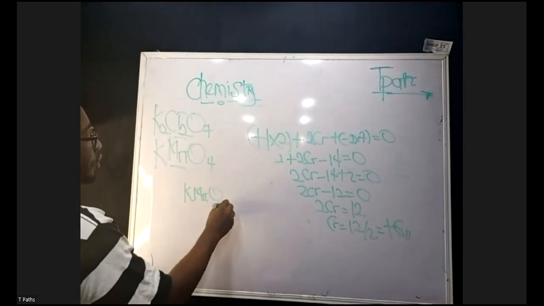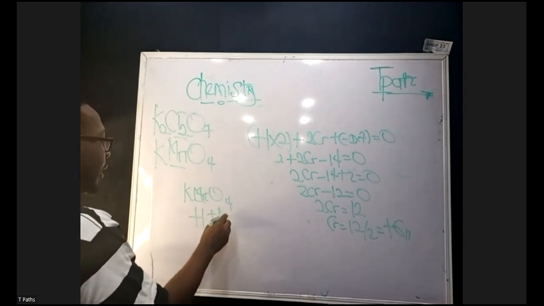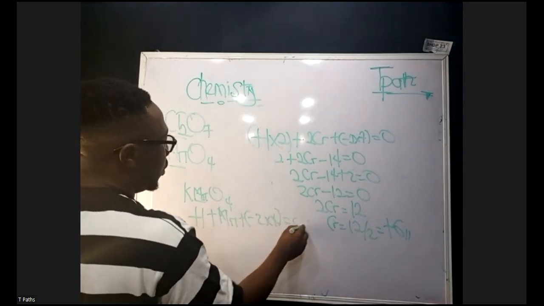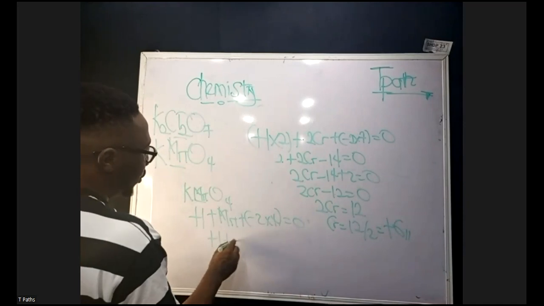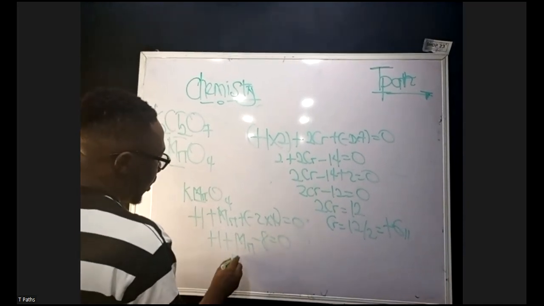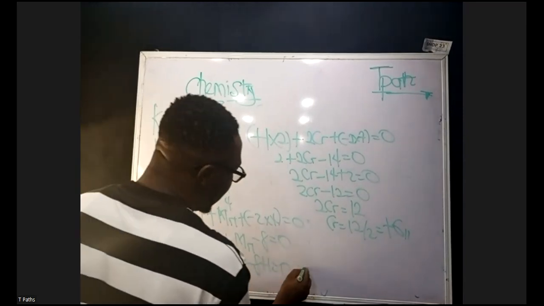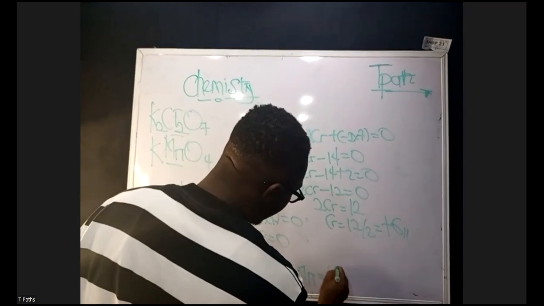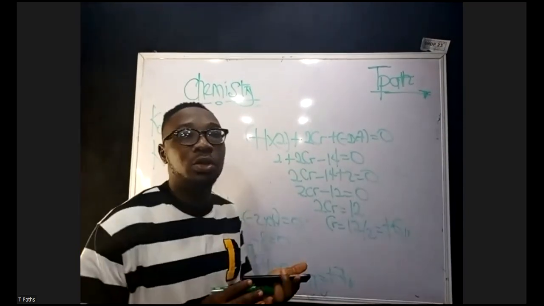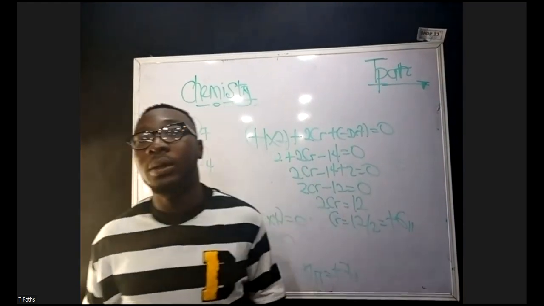KMnO4. It's the same technique. Potassium is +1, plus Mn, plus minus 2 times 4 equals 0. So plus 1 plus Mn minus 8 is equal to 0. Mn minus 8 plus 1 is equal to 0. And we can say Mn is equal to plus 7. So with that, you've been able to determine the oxidation number of various elements.